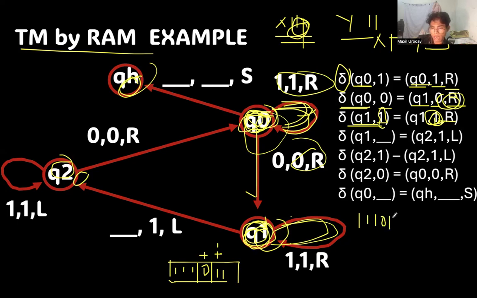1 0 1 1 0, then 1 1. So there will be a space, something like that, since that is the representation of our tape, where we do have the blank spaces. Now, afterwards, we have the fourth transition, which is our Q1 with an empty input.